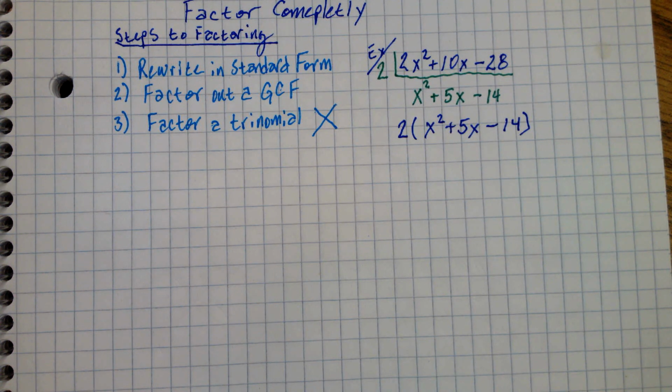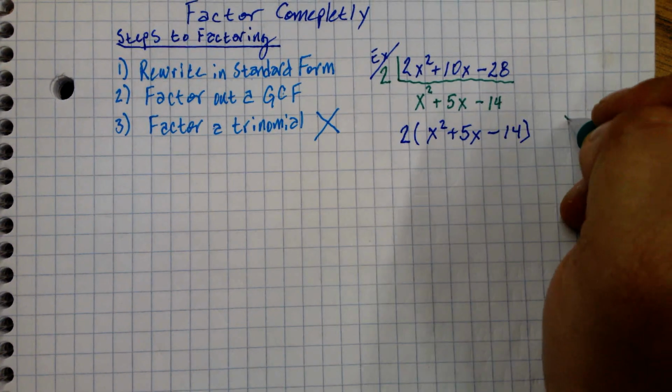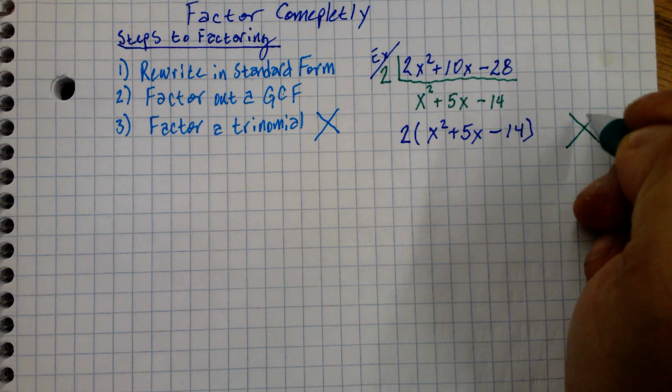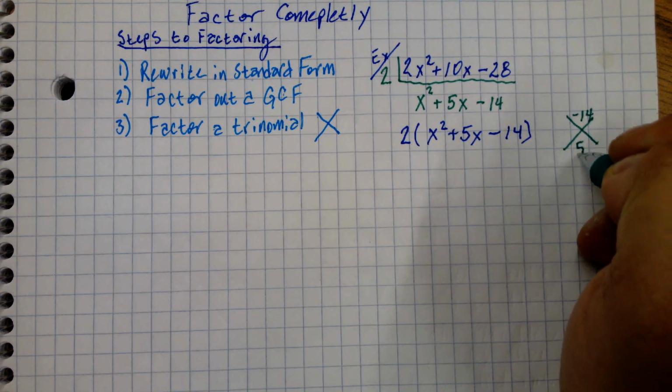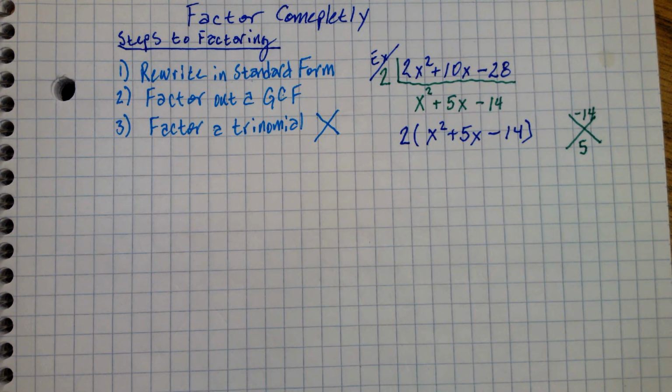Let's look at the last step. Factor the trinomial. So to factor the trinomial, we're going to have to see if there's anything that works here. Negative 14 here, 5 there. Are there two numbers that multiply to negative 14 that add up to 5? 7 and negative 2.